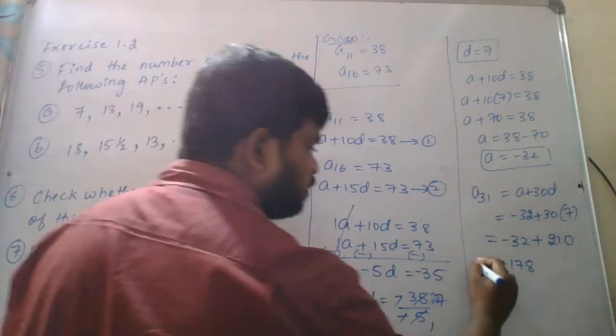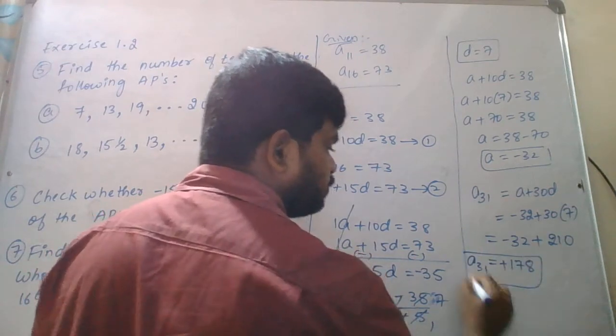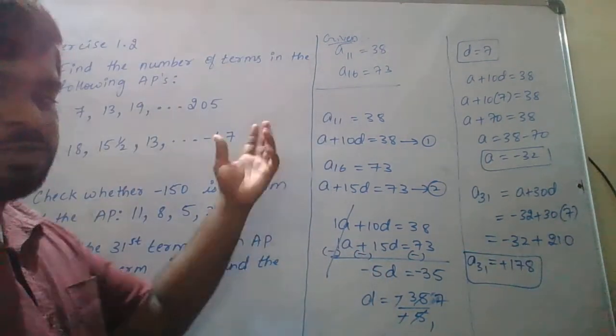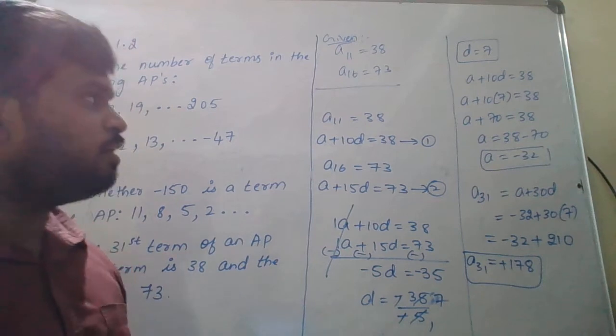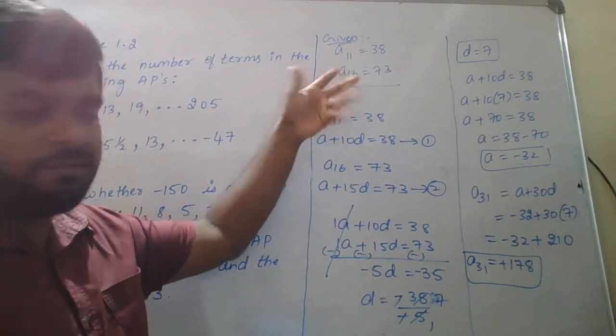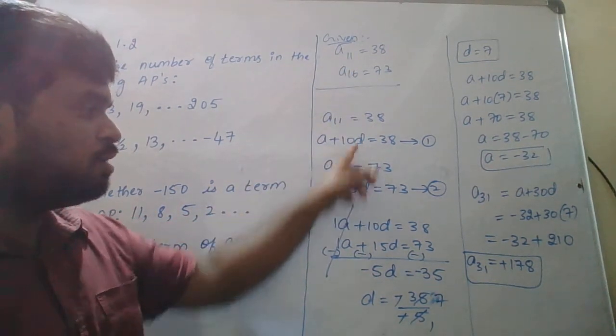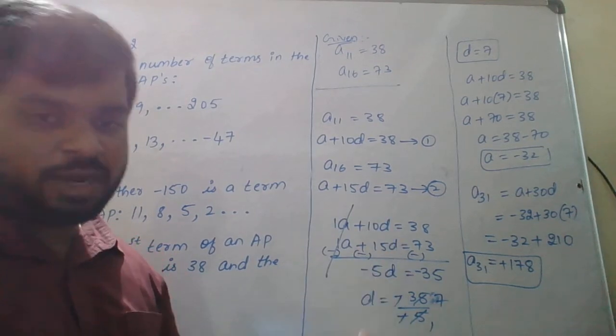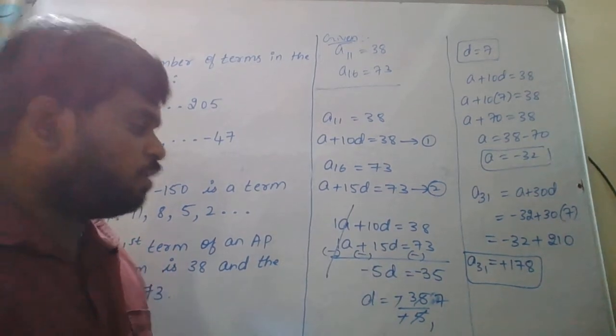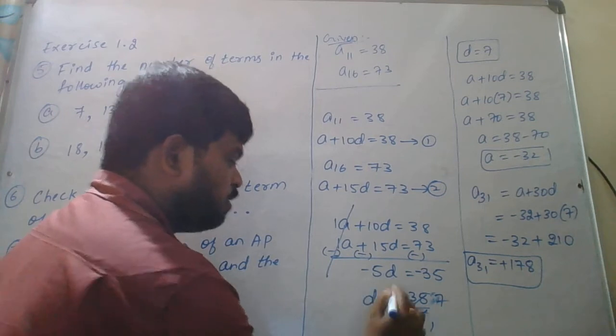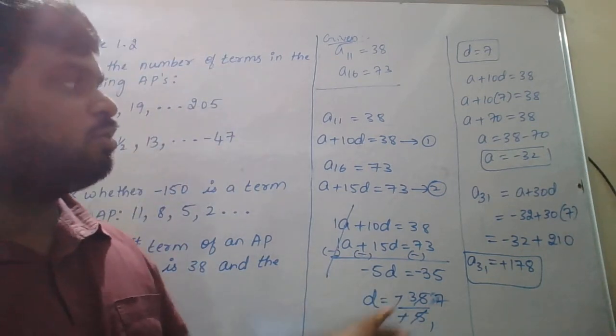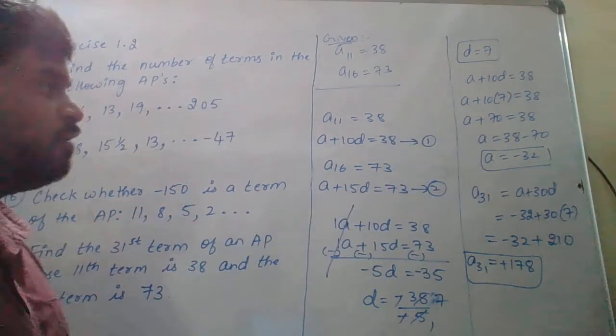So that's our 31st term. Very simple. Here in this question we didn't have the value of A and D. So once we don't have the value of A and D, we get two equations. Solve by elimination method. You get one thing. Once you get one thing, you can find the other thing. Here we got to know the value of D. Once you got to know the value of D, we got the value of A.